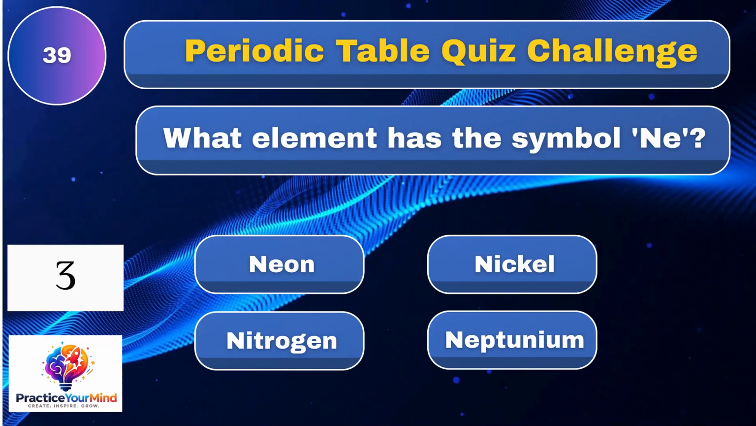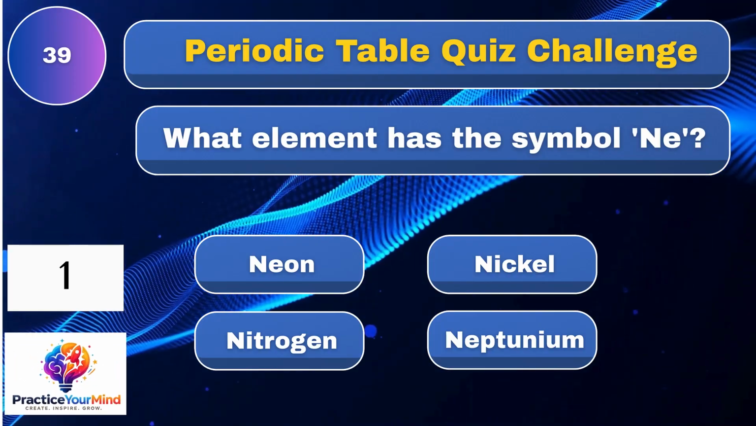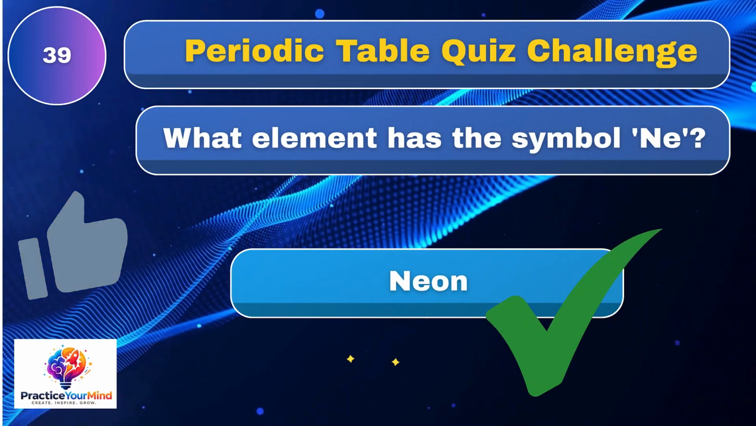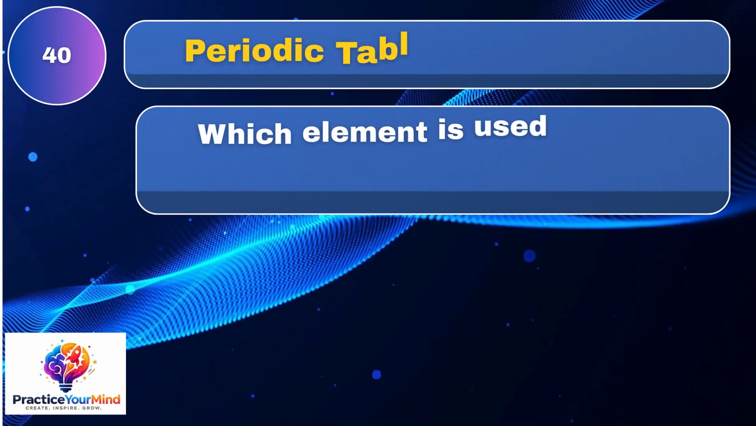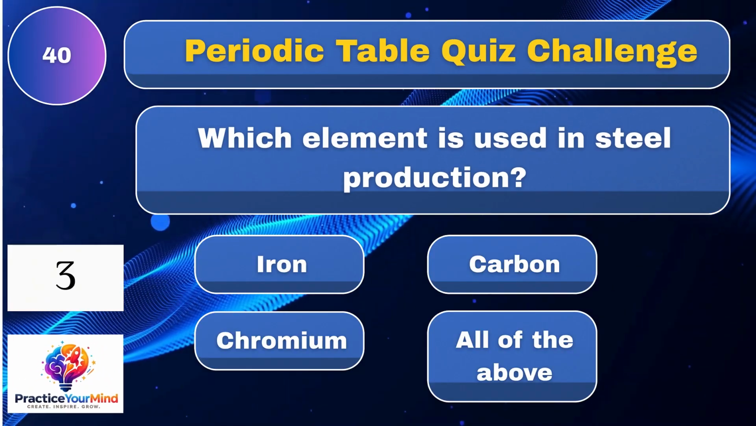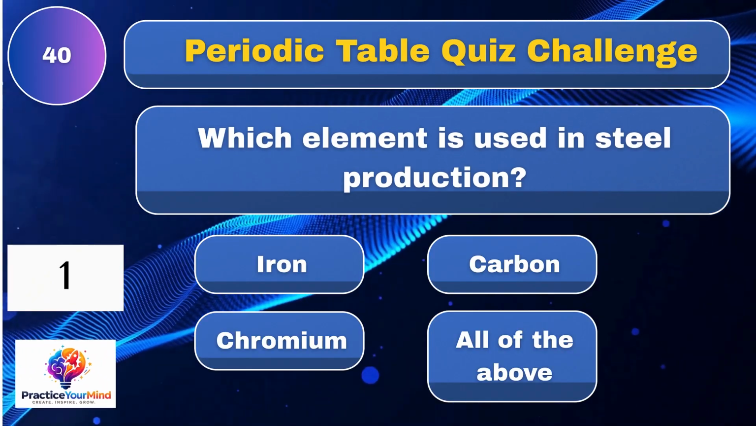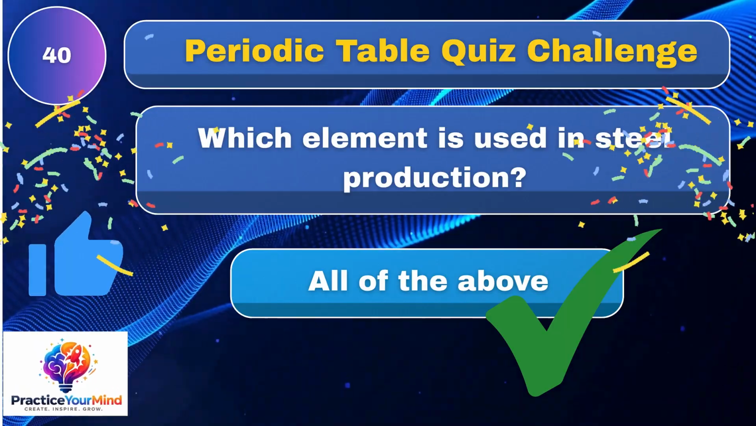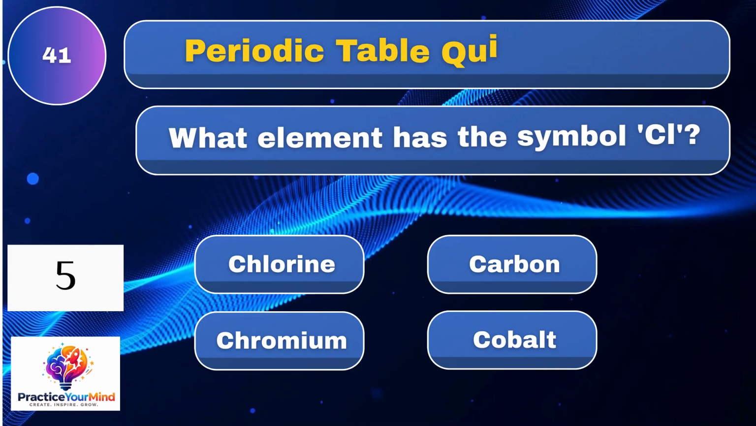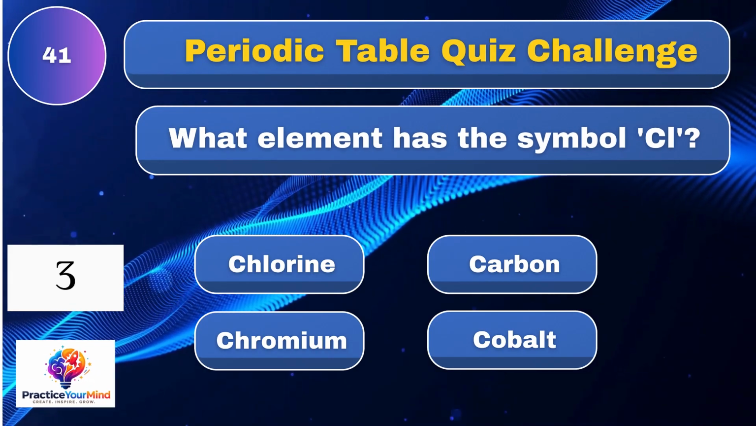On to question 39. What element has the symbol Na? Perfect. Na means sodium. Question 40. Correct. Iron helps make steel. Next up, question 41. What element has the symbol Cl?